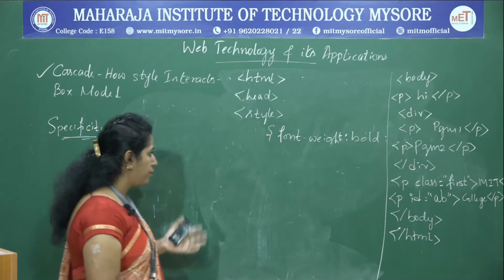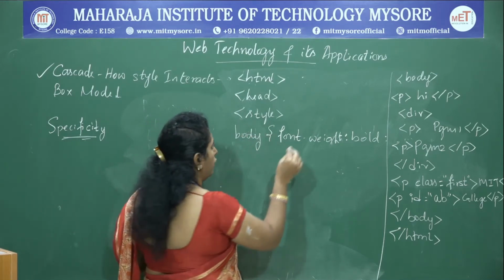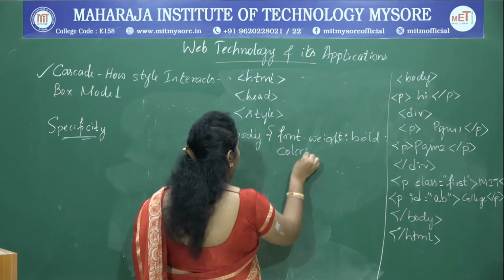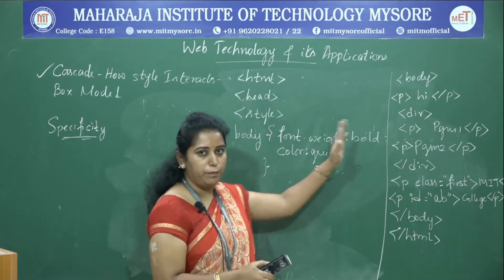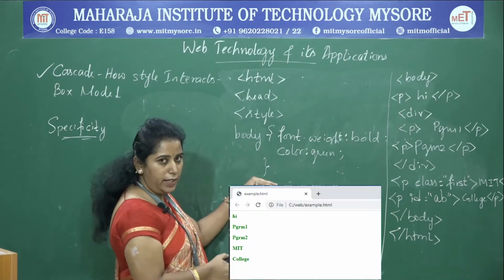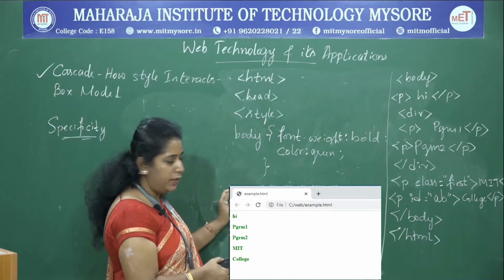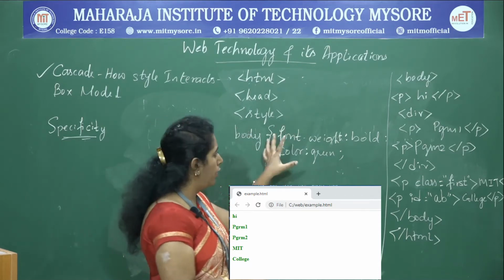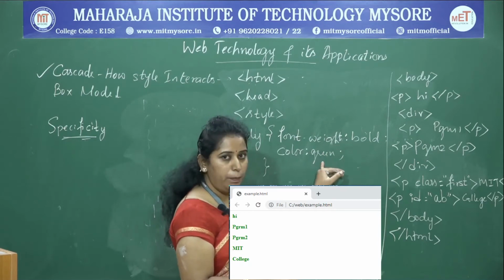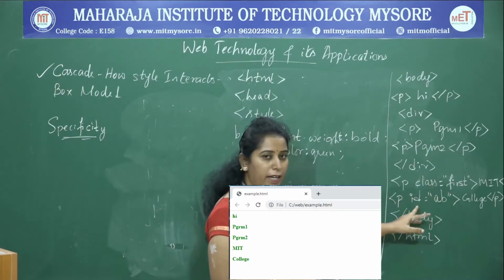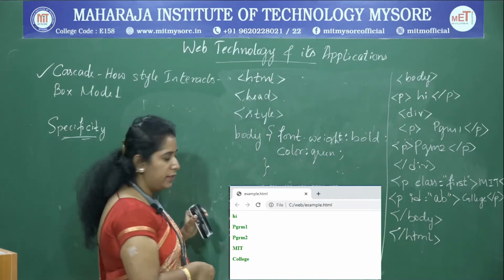Okay, so for example, body, font weight bold and color I am giving green. Now let me run the program. See, I have not ended style and I have not ended head. For the time being, I will complete it while coding, and now you check the output. What happens? The entire body contents will be in bold and the color will be green, whereas this class and ID don't get executed since I have not defined the class selector and also the ID selector.